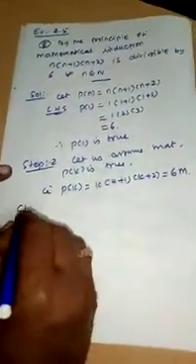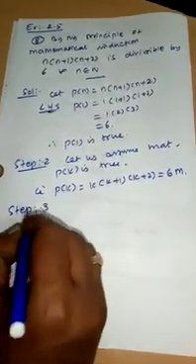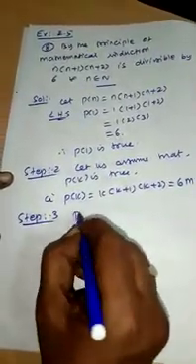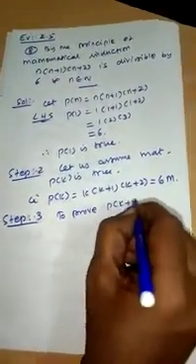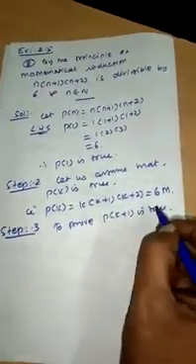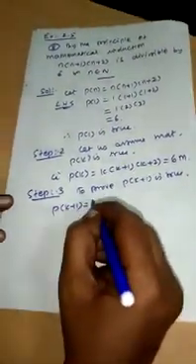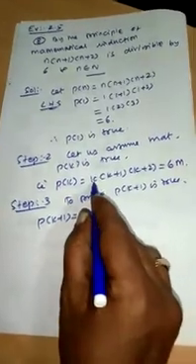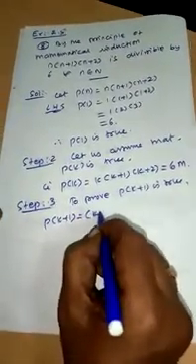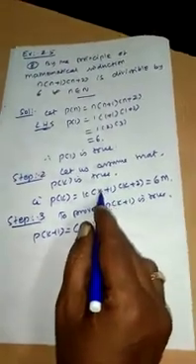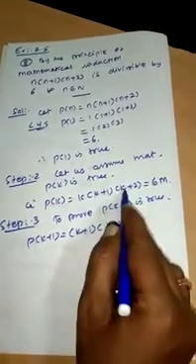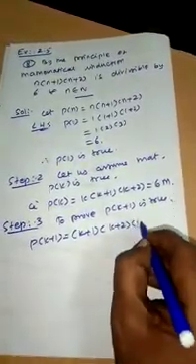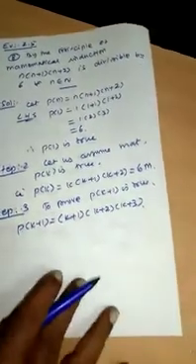Step 3. To prove Pk plus 1 is true, Pk plus 1 is equal to, first, instead of k we should substitute k plus 1. K plus 1 means k plus 1 into k plus 1 plus 1, that is k plus 2, and k plus 1 plus 2, that is k plus 3. Pk plus 1 is this.